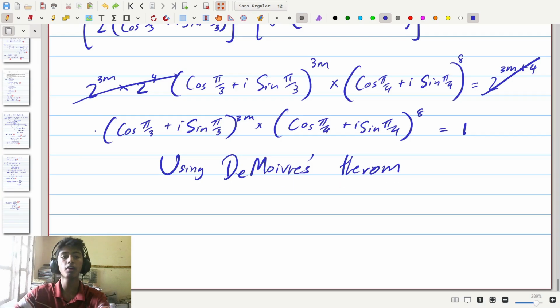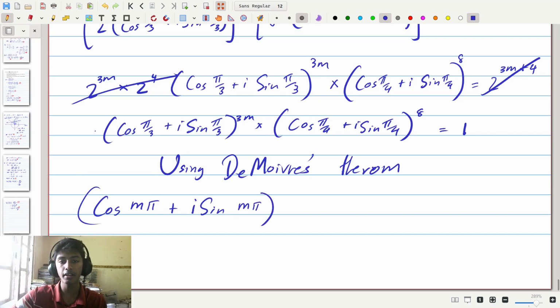So from what we know from de Moivre's theorem, this first part is going to become cosine of pi by 3 times 3m, which is going to simplify down to cosine of m pi. Similarly, the plus i times the sine of the angle is going to become plus i sine of pi by 3 times 3m, which is just plus i times the sine of m pi. The second part here is going to turn into the cosine of pi by 4 times 8, which is the cosine of 2 pi, plus i times the sine of pi by 4 times 8, which is the sine of 2 pi, and this is equal to 1.